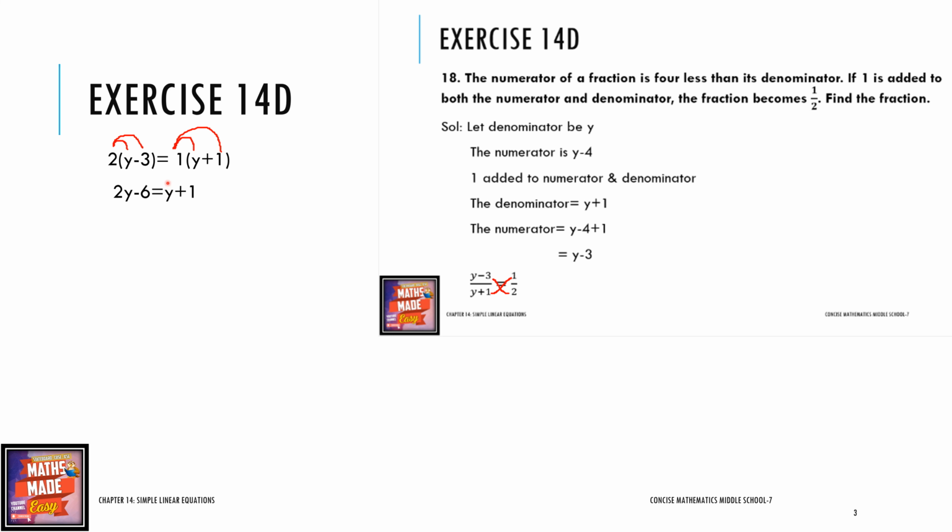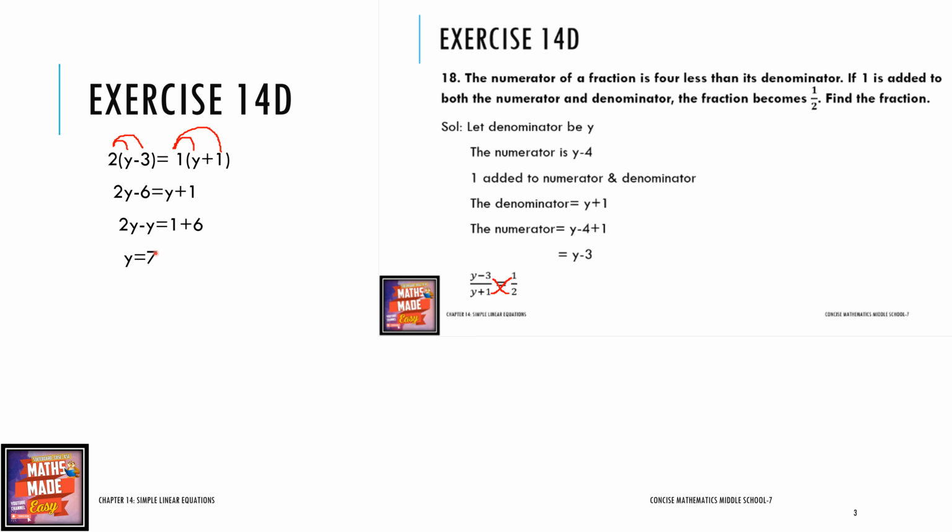When this y moves to the other side, it becomes minus because its sign is plus and it is crossing the equal to. So 2y minus y is equal to, when the 6 moves to the other side of the equal to, it becomes plus 6. Here one has a positive sign, the other has a negative sign. Just put the bigger number's sign, that is plus, and subtract it, that is 1 plus 6, y is equal to 7. So the y value is 7.